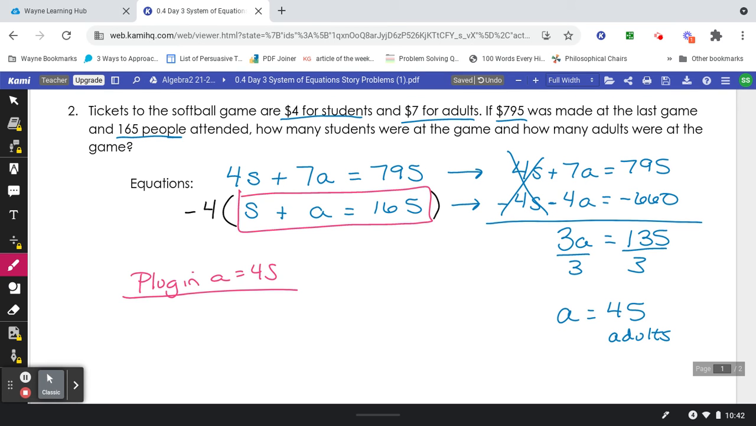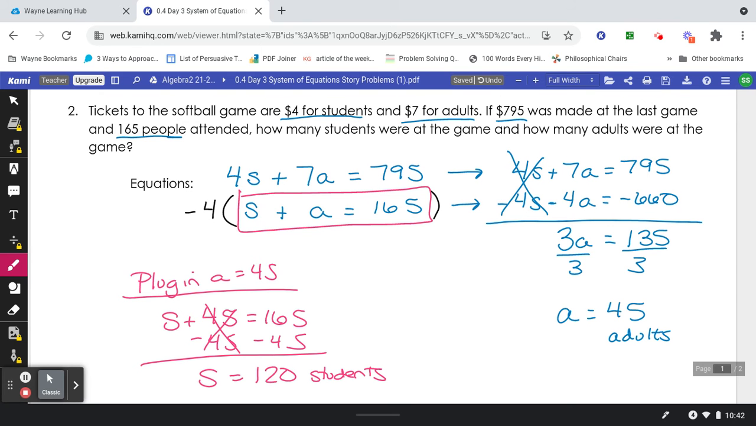Fewest amount of numbers. So S plus 45 equals 165. And subtract 45 to get 120 students. And let's just make sure we answer the question. How many students were at the game? Got it. How many adults were at the game? Got it.